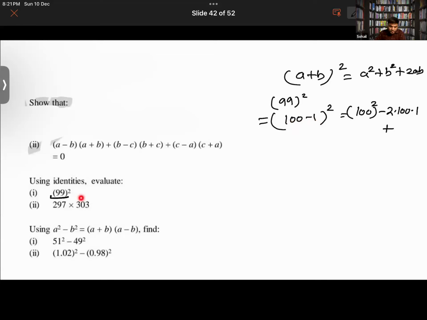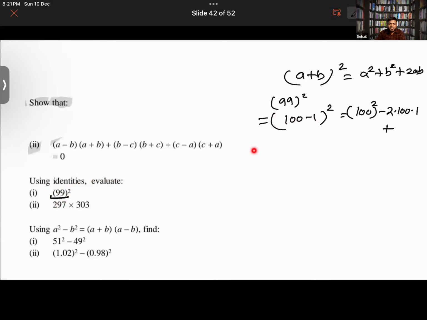So in the exam also, you will be using this identity, A minus B. Because if you write 98 plus 1, the examiner might deduct marks. That won't be wrong, but the examiner might deduct the marks.